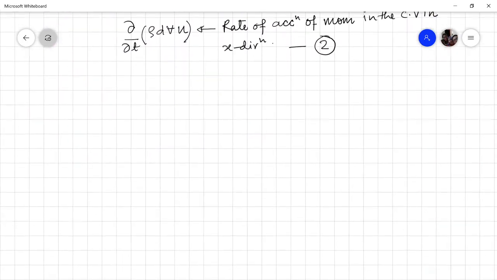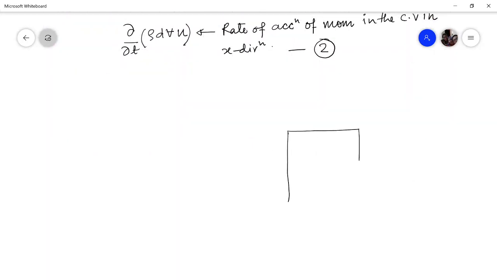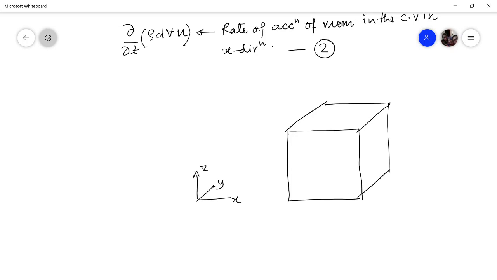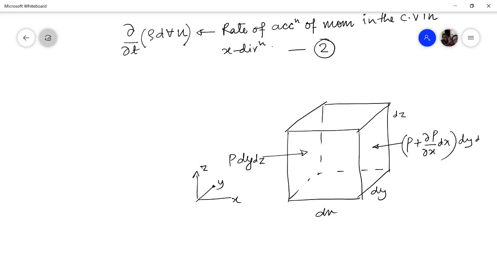Okay, now the forces. If you draw the control volume once again, this is the control volume, and the axes, x-axis, y-axis, z-axis, this is dx, this is dy, and this is dz. So in the x direction, as this is an ideal fluid, only normal compressive forces will be acting, so it is pressure force only. So it is P times area, that is dy dz, and after a distance of dx, it will be P plus del P by del x dx times area, which is dy dz.